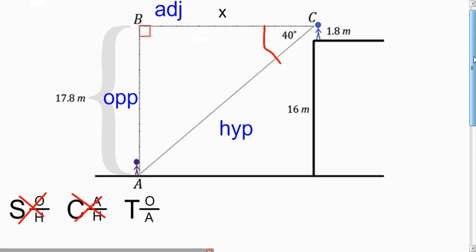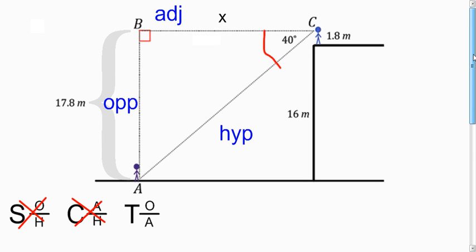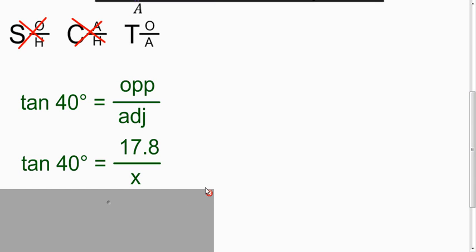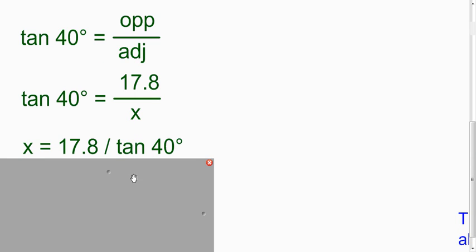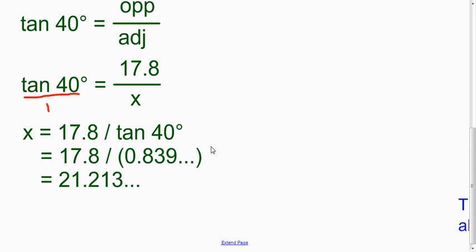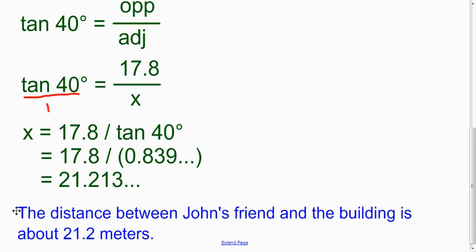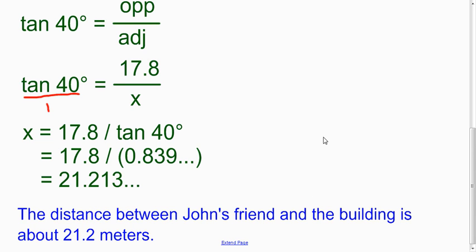So tangent is opposite over adjacent, which is 17.8 over x. Switch the extremes here. So x is just 17.8 divided by tangent of 40 degrees. Think about that as a proportion. And you evaluate that, and you get about 21.2 meters.